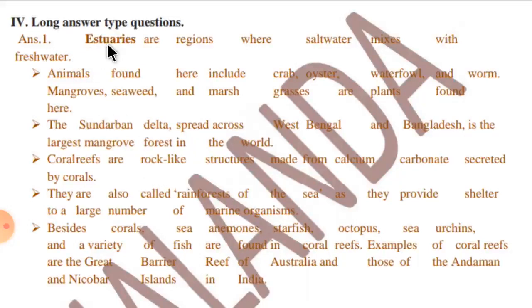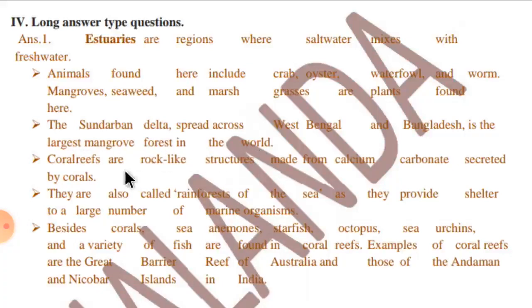First of all, coming to estuaries. Estuaries are regions where salt water mixes with fresh water. Animals found here include crabs, oysters, waterfowl and worms. Mangroves, seaweeds, and marsh grasses are plants found here. The Sundarban Delta, spread across West Bengal and Bangladesh, is the largest mangrove forest in the world.